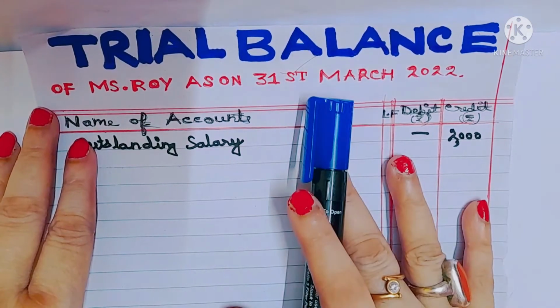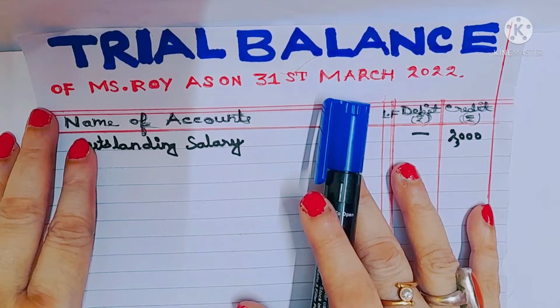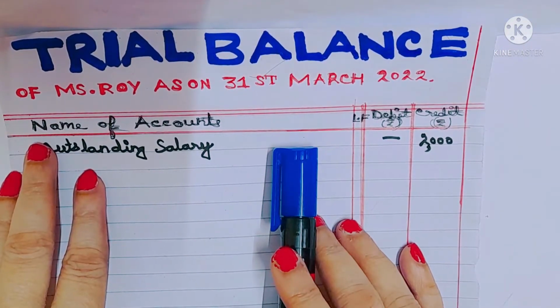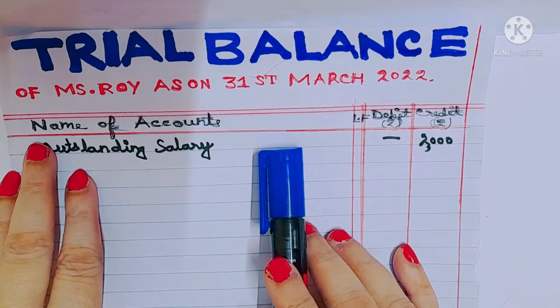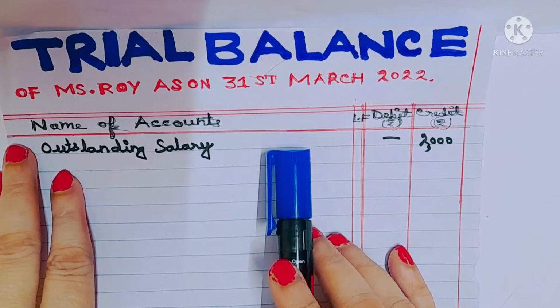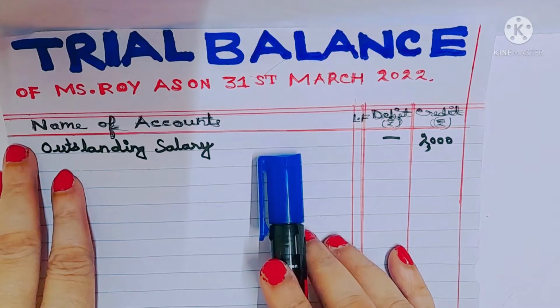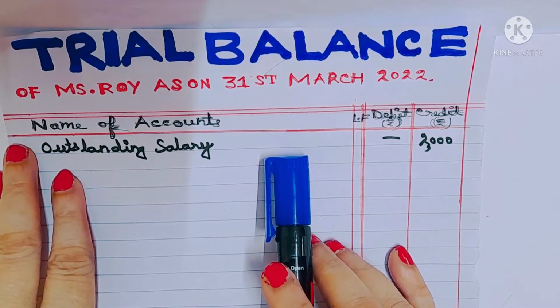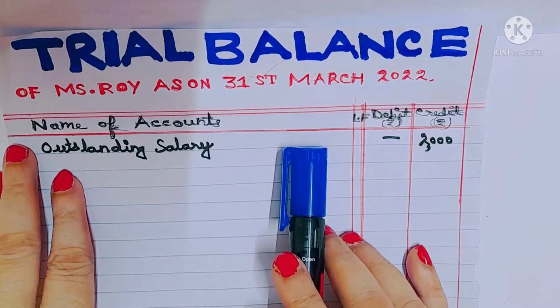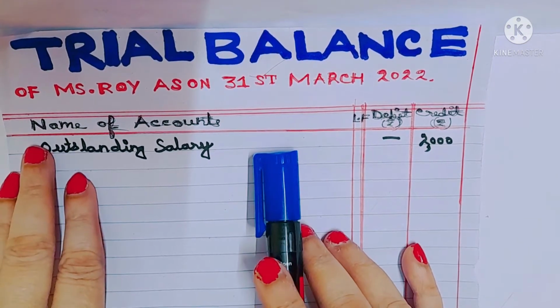Outstanding salary is a credit balance. Why? Because outstanding salary comes under personal account. According to personal account, the giver of the benefit is credit. To be more precise, outstanding salary account comes under representative personal account, representing the employees to whom 2 months salary is due. Understood? Not yet paid. So that is the reason outstanding salary is credit.